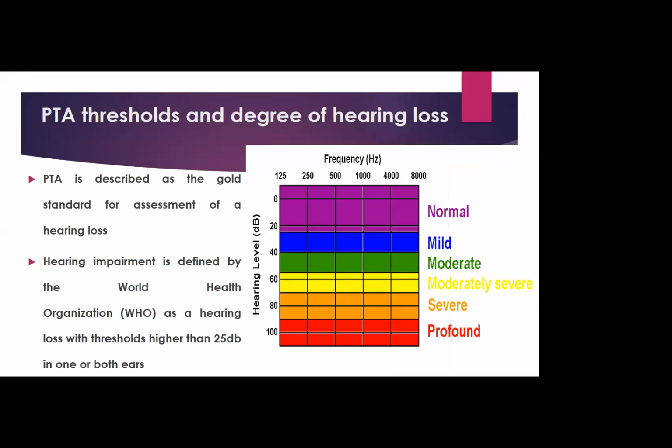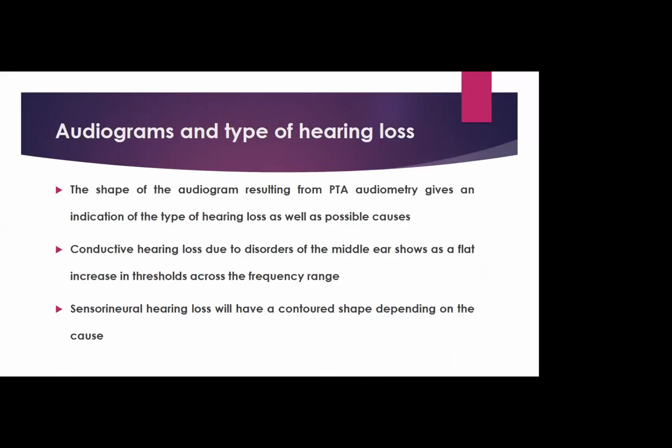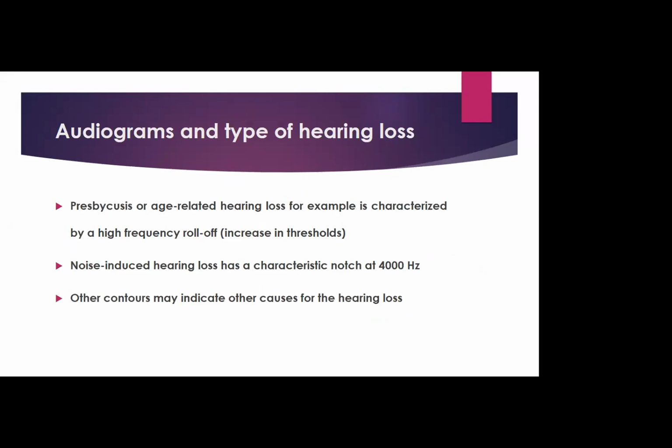Then we can interpret the various types of audiograms. The WHO suggests the various degrees of hearing loss, ranging from normal, mild, moderate, severe, and profound. The shape of the audiogram helps us in determining the type and again the degree. The conductive type of hearing loss is usually flat or more pronounced at low frequencies, whereas the high frequency sloping type of audiogram is usually a sensorineural hearing loss.